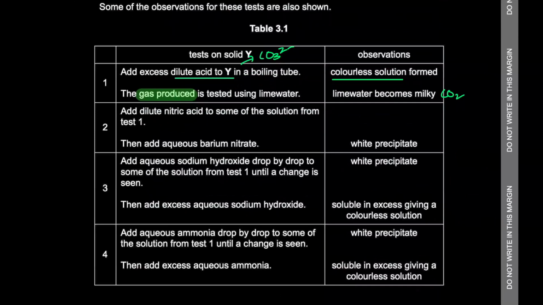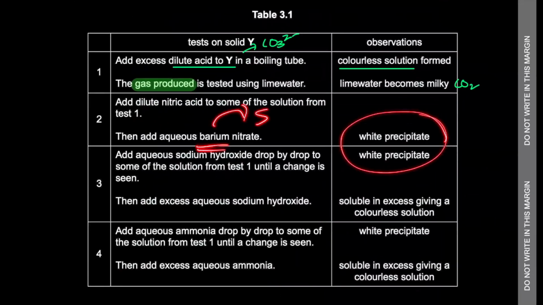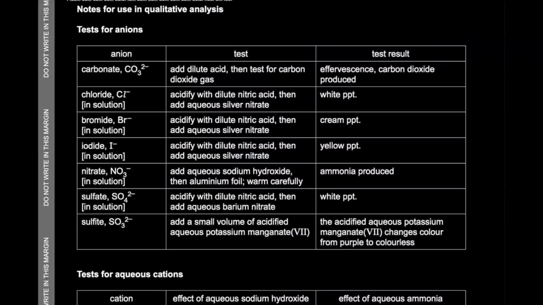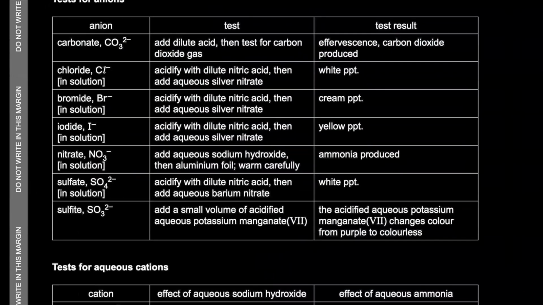If you're getting a white precipitate with barium, it means that sulfate ions are also present. That's why we're getting a white precipitate with barium. The white precipitate is barium sulfate. Again, this is a test for sulfate ions. Barium nitrate is used as a test for sulfate ions.